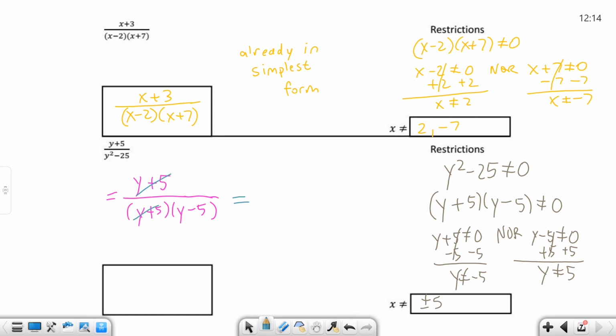Now you got to be careful. I'm not just left with y minus 5, because y minus 5 is where? It's in the bottom, or denominator. It's got to stay there. So if I divide everything out, this divides out, by the way. It doesn't cancel. It's 1.